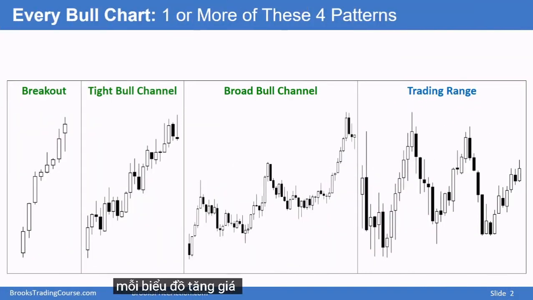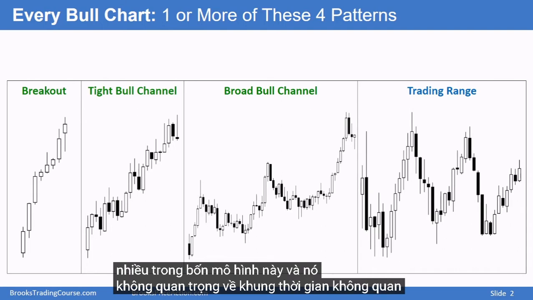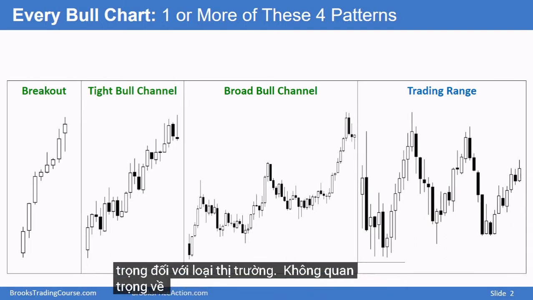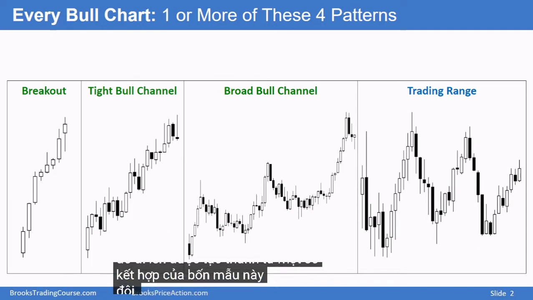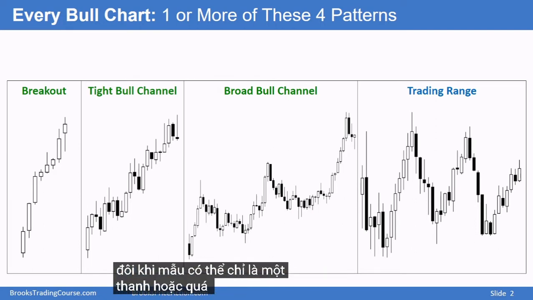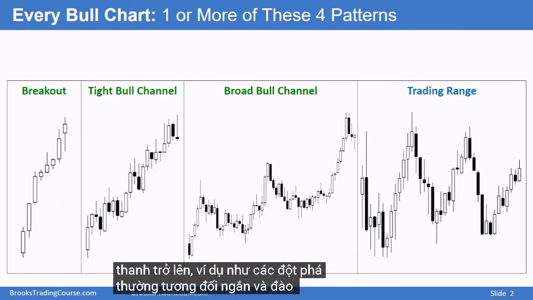Every bull chart is made up of one or more of these 4 patterns. It doesn't matter on the time frame, the type of market, or the type of chart. Every chart that's going up is made up of some combination of these 4 patterns. Sometimes the pattern might only be a bar or 2 long. Sometimes it may be 20 or more bars. For example, breakouts are often relatively brief, and trading ranges can last a very long time.